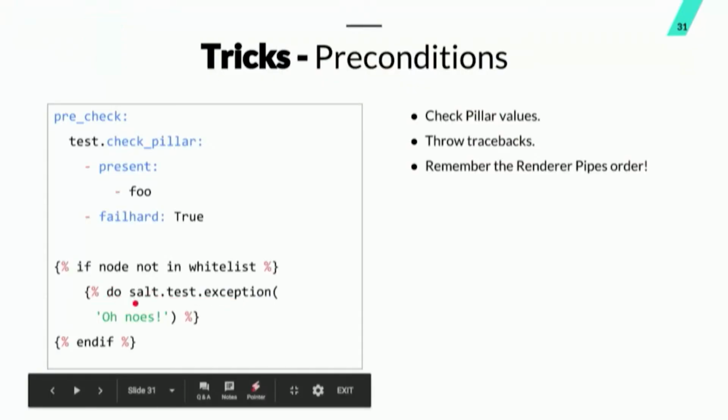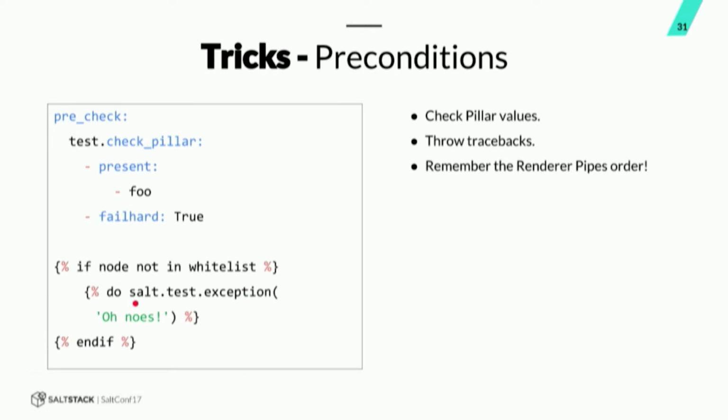You can also throw tracebacks like this. salt.test.exception, right? And you just put it in a do notation in Salt. It's an optional addition to Jinja, but we've enabled it by default in Salt for a while now. And so that lets you throw an exception at an arbitrary point. So maybe you're checking, if something on the system looks like this, else throw an exception kind of a thing. So that's a nice way to bail out of a state early. But again, remember that render pipe's order, right? The Jinja is going to run first, then the YAML, then the state compiler, and so make sure that you know that you're checking things where and when they need to be checked.